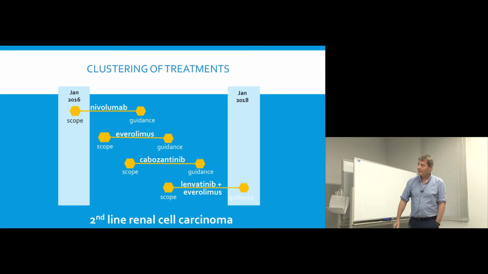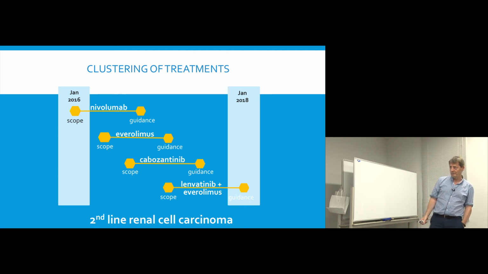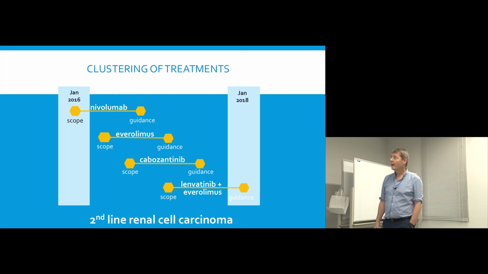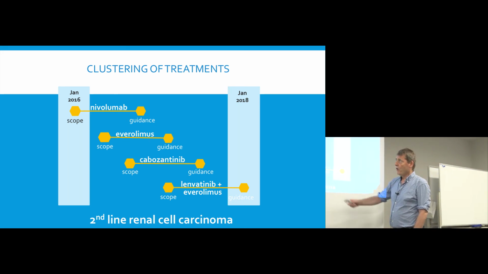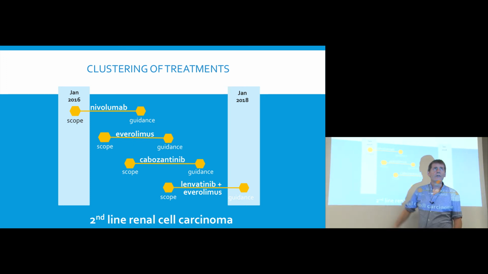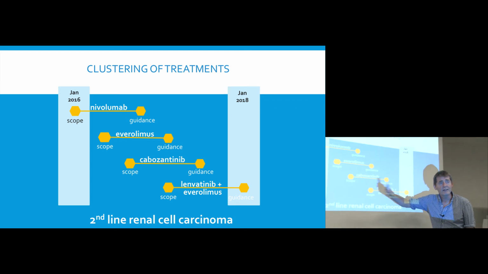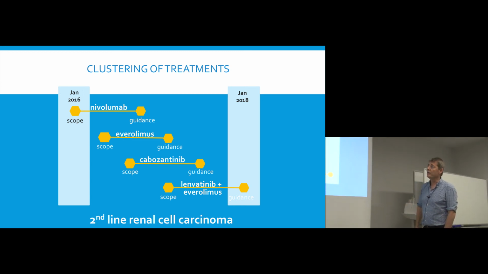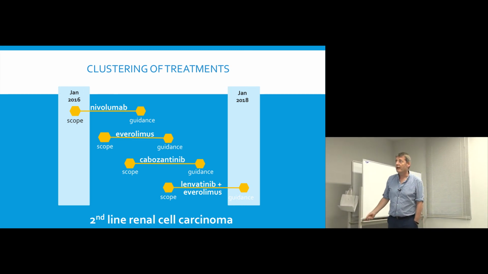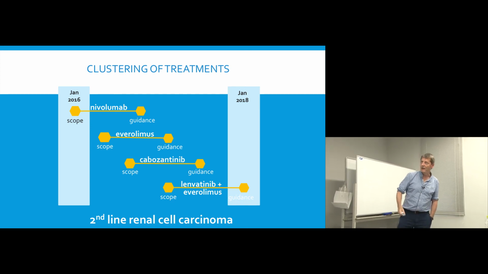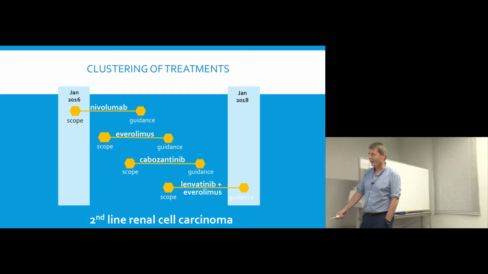Clustering. This is another example. This is second-line renal cell carcinoma. A rather nasty condition, but the good news is there's quite a few treatments that to some extent work. There were already existing treatments. I've forgotten what the dominant one was, but from January 2016, we've had a succession of new treatments introduced. Nivolumab, everolimus, cabozantinib, and then lenvatinib plus everolimus.